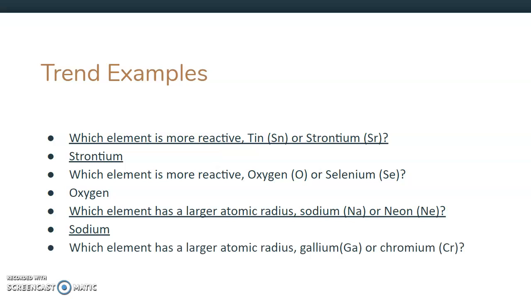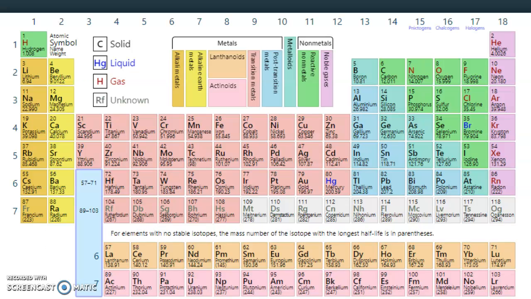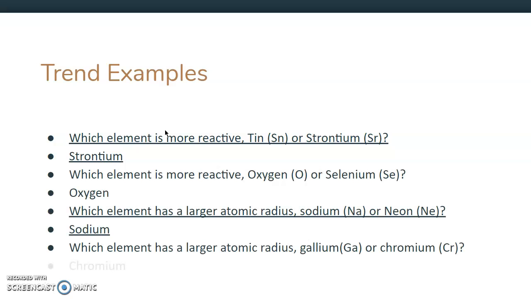And then our last one is, which element has a larger atomic radius between gallium or chromium? So gallium we have to find, and chromium. Gallium is here, chromium is here. Chromium is farther to the left, so it has a larger atomic radius. And that is all we have for today.